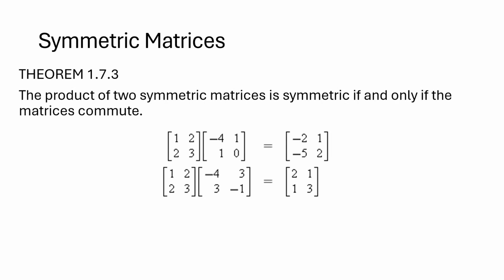So theorem 1.7.3: the product of two symmetric matrices is symmetric if and only if the matrices commute. So here we have an example. As you can see, the first of the following equations shows a product of symmetric matrices that is not symmetric, and the second shows a product of symmetric matrices that is symmetric. So we conclude that the factors in the first equation do not commute, but those in the second equation do.